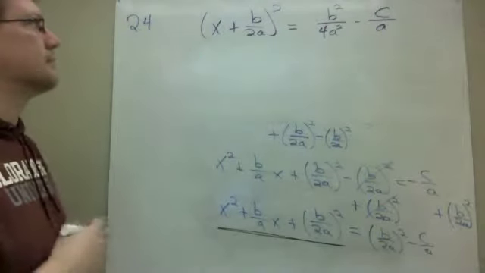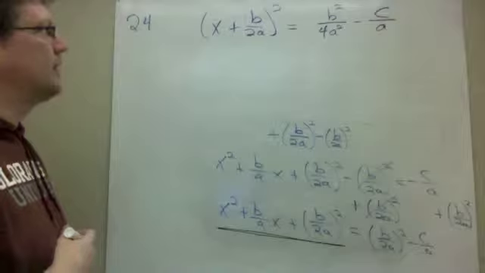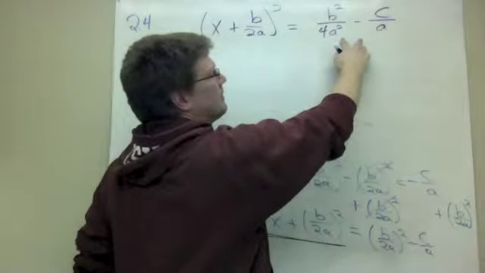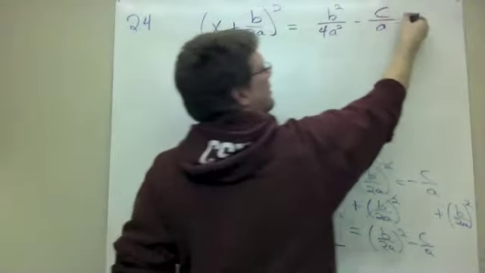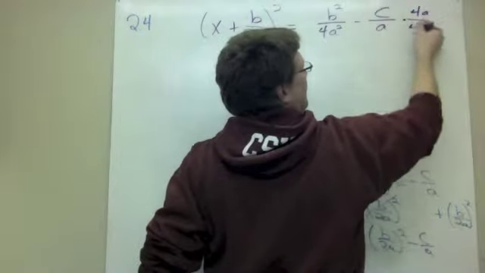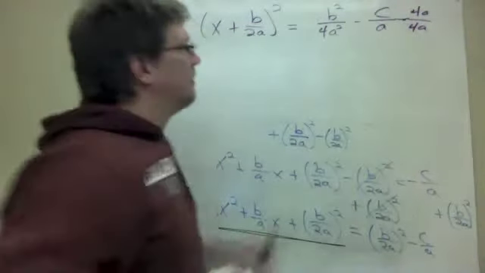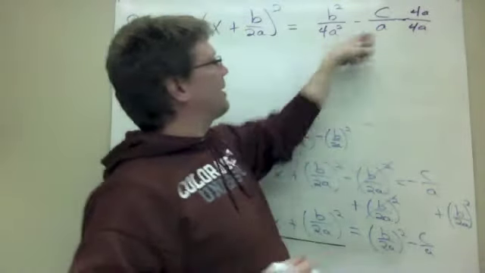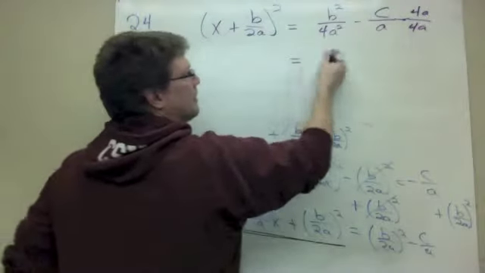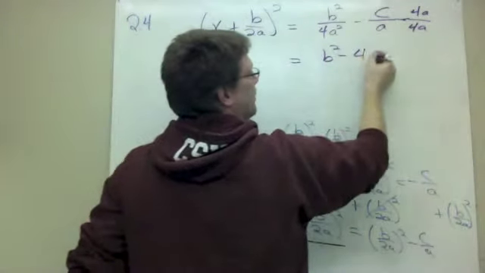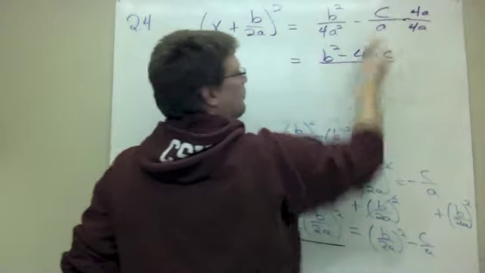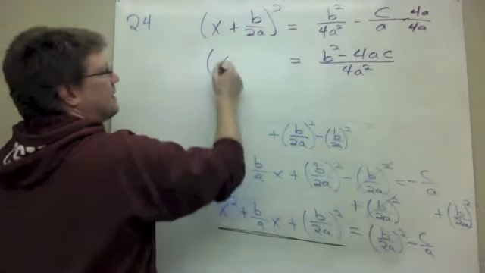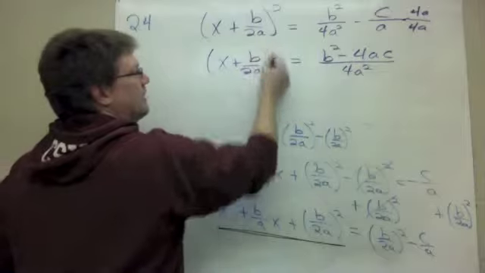Okay. Now, this is a little messy. So if I multiply here, top and bottom, by 4a and 4a, I will get 4 times a times c and 4 times a squared, and I can write this as a single fraction now. So this is b squared minus 4 times a times c over 4a squared. Okay? And that is equal to this side, x plus b over 2a squared.